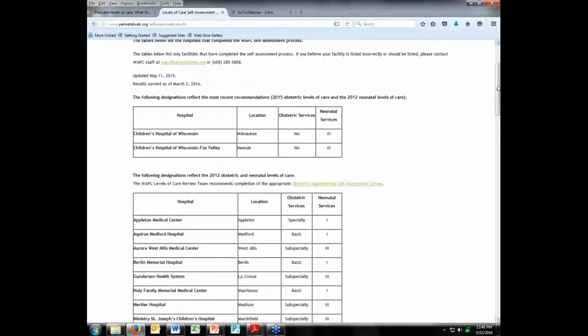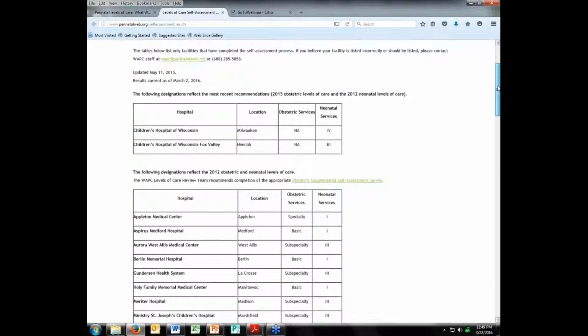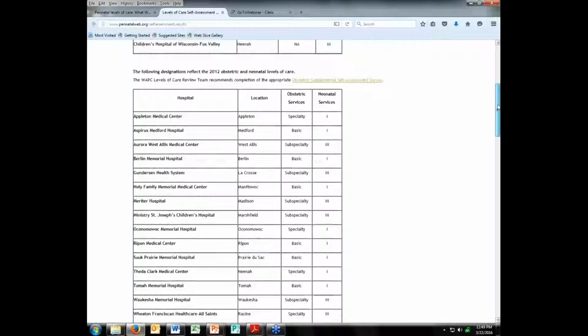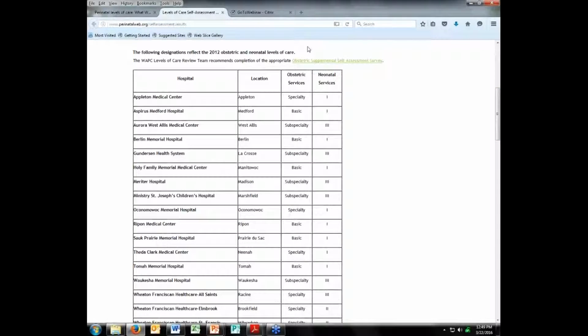different criteria, we've divided the facilities that have completed self-assessment surveys into 3 tables. The first table shows those that are current on all the recommendations, and those are the 2015 obstetric levels of care and the 2012 neonatal levels of care. If a facility is in that category, we don't recommend any update, because they are all up to date as much as possible.